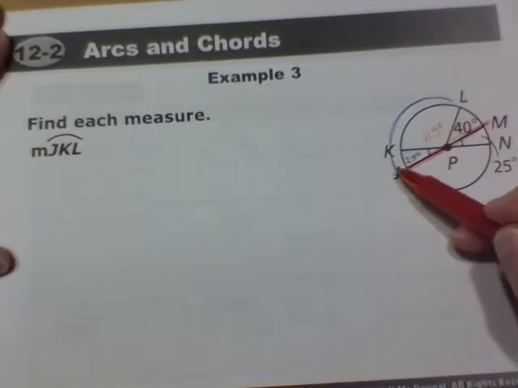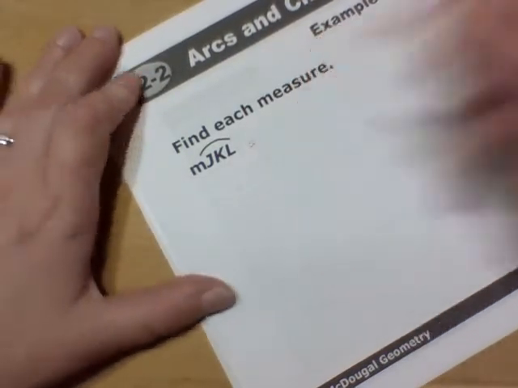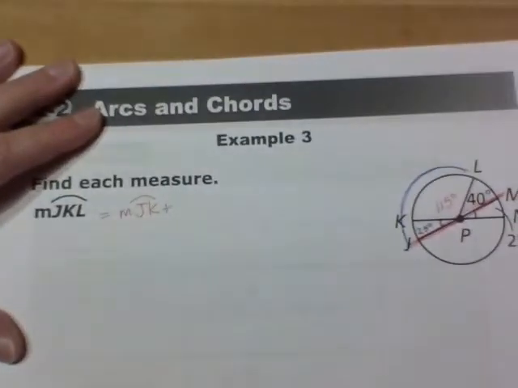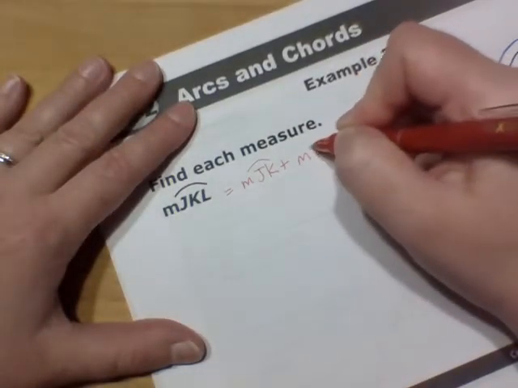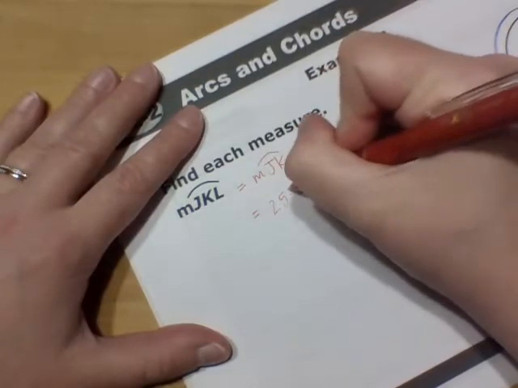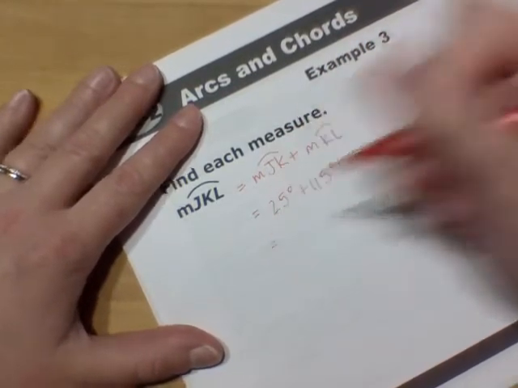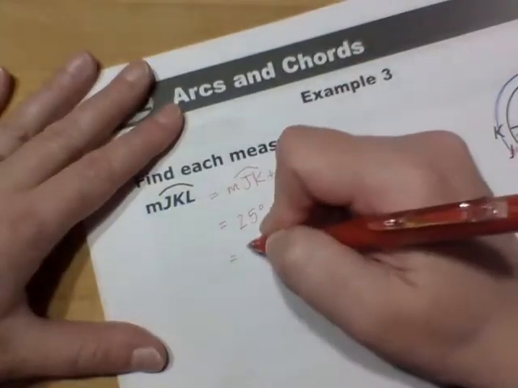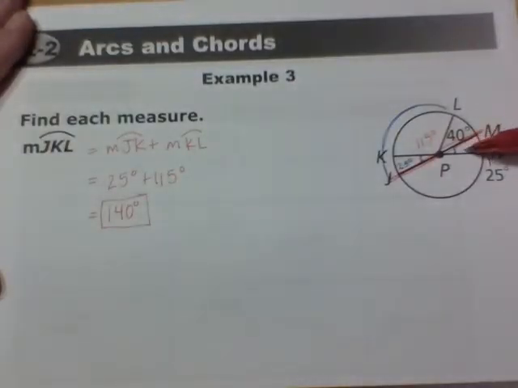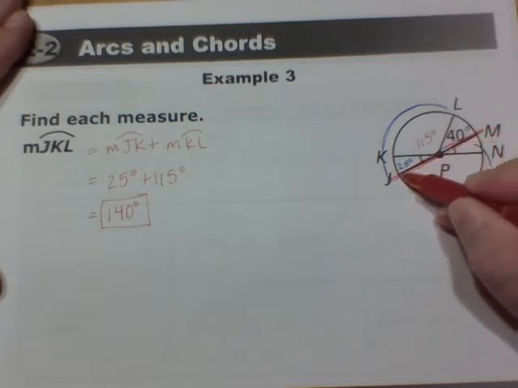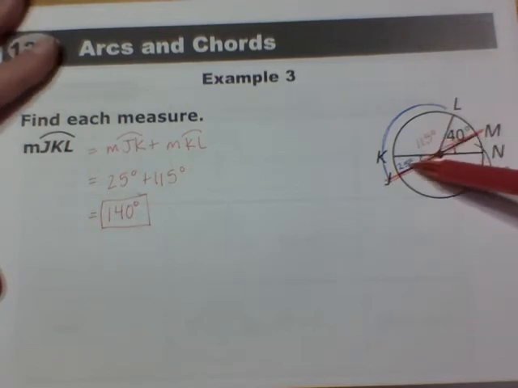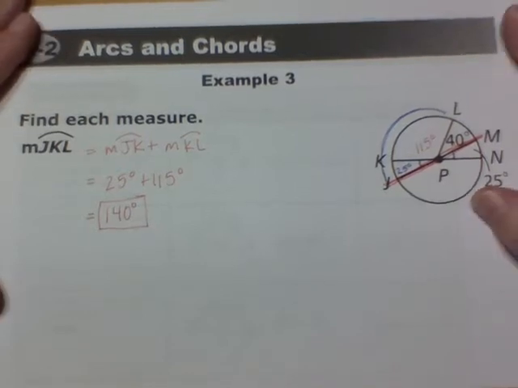So officially, in order to find the measure of JKL, we're going to take the measure of JK and add it to the measure of KL. So those two together are going to be 25 plus 115. And so the entire measure of JKL is going to be 140 degrees. So again, we used vertical angles, the 25s. We used the fact that a line makes 180 degrees, so all of this up here should have added to 180. And then we added our two central angles to make the one angle or arc.